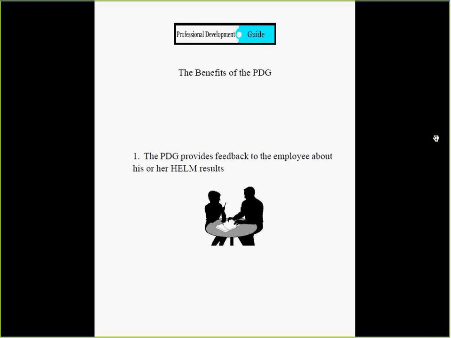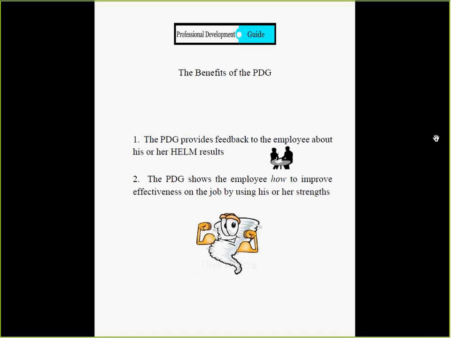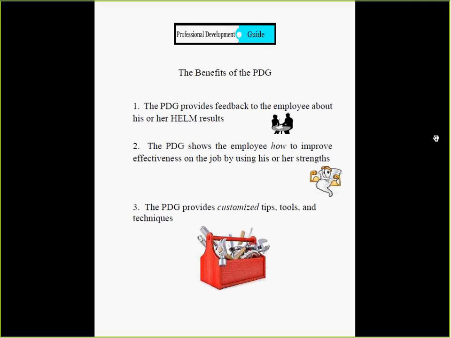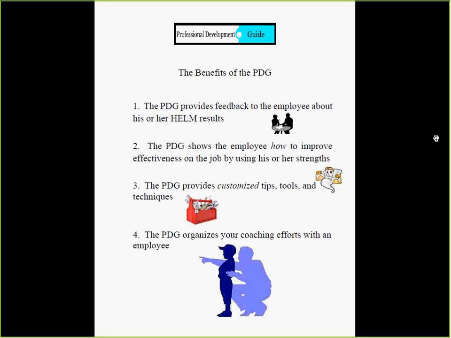First, the PDG provides feedback to the person about how he or she did on the Helm questionnaire. Second, the PDG shows the employee how to improve effectiveness on the job by using his or her strengths. Third, the PDG provides tips, tools, and techniques for improving effectiveness on the job that are customized for that person and based on his or her answers to the Helm questionnaires. The PDG gives the manager an organized, constructive way to talk with an employee about where to focus his or her efforts to be more effective at work.